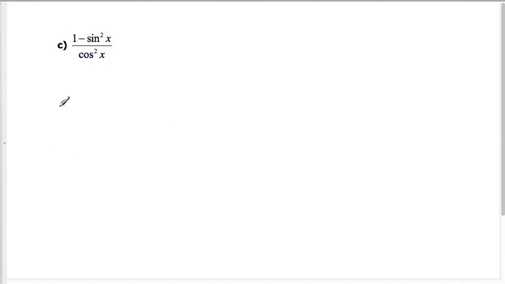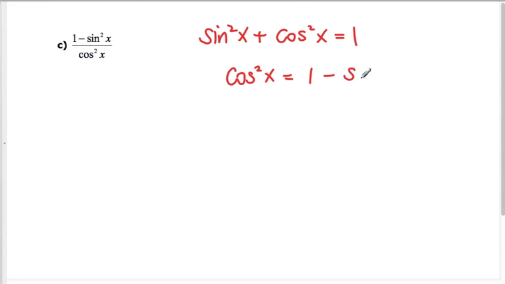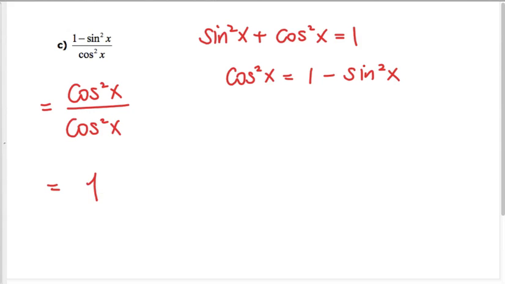Alright, part C, 1 minus sine square x over cosine square. The numerator here, 1 minus sine square, because sine square x plus cosine square x is equal to 1, if you subtract sine square from both sides, you get cosine square x is equal to 1 minus sine square x. So I can substitute cosine square x for the numerator. And I get cosine square x over cosine square x, and that's just equal to 1.